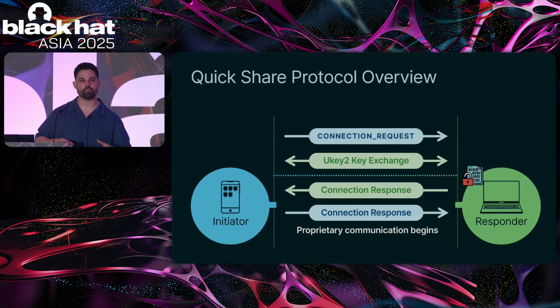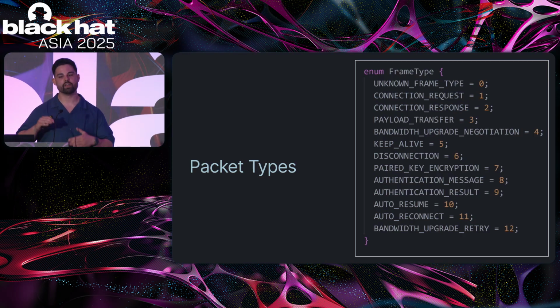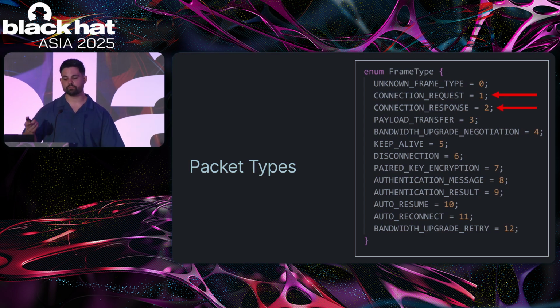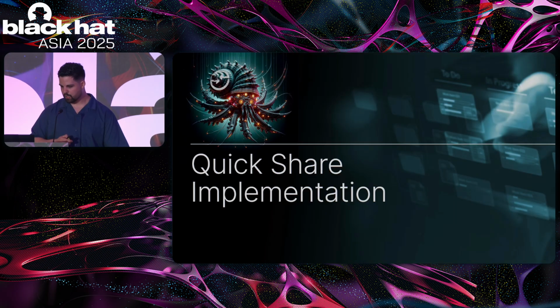This is where the proprietary implementation of each app that uses the Nearby Connections API begins. Now, when I'm saying proprietary implementation, I'm talking about a set of packet types that each app that uses this API can use. So far, we saw the connection request and connection response packets. From now on, we'll focus mainly on payload transfer and bandwidth upgrade negotiations, since they are the ones that QuickShare mainly uses. So, let's see how QuickShare uses them.